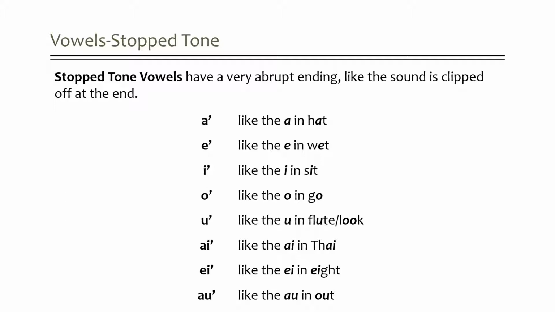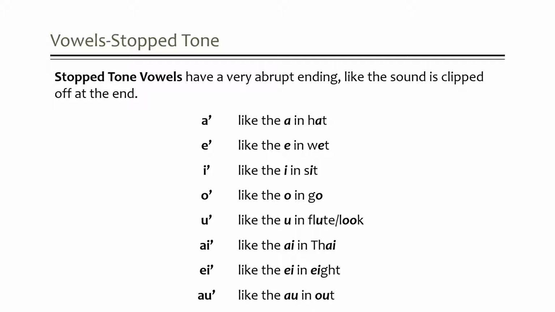And you'll notice that the way we're going to symbolize a stop tone is by placing an apostrophe after the sound of the vowel. So to give you an example of that, this first vowel is pronounced like the letter A in the word hat, but it ends very abruptly, so it sounds like at. The next sounds like the E in the word wet. The next like the I in sit.